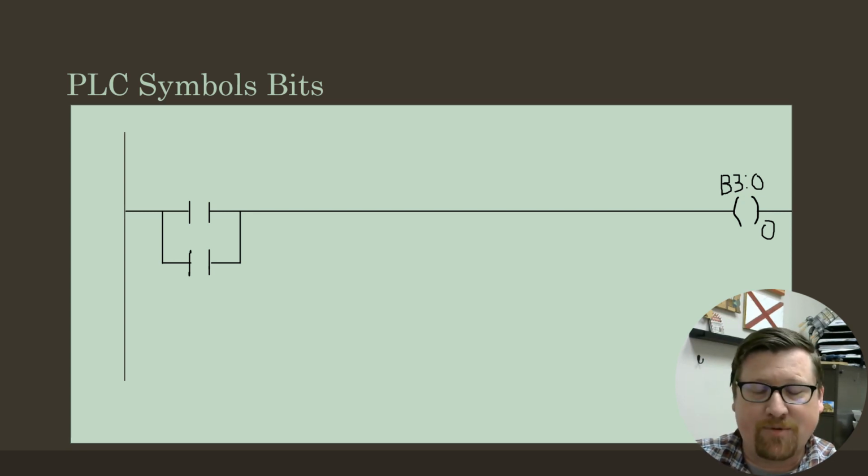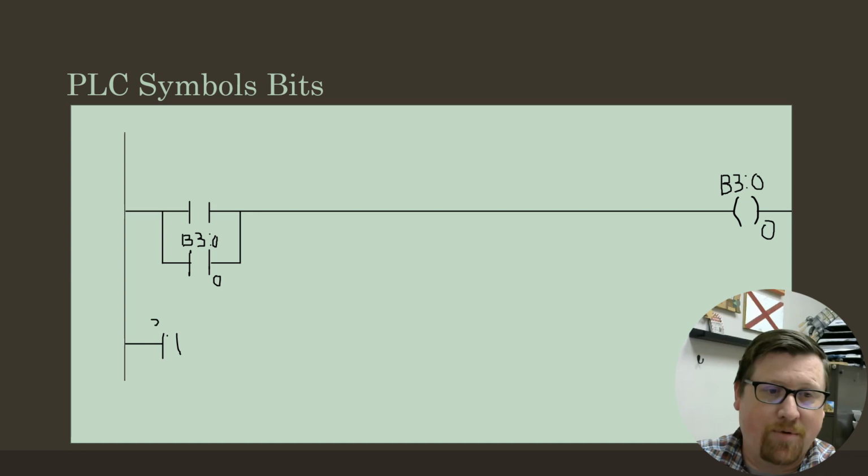And so there's a data table somewhere in the program that is going to look at B300 and say, is that true right now? Yes or no? And it's going to record a 0 or 1 in that data table, and then you can use that 0 or 1, that yes or no, elsewhere in the program. I could use it here, like we did with the seal in, so that I could seal in this part of the circuit. I could also have it somewhere else in the program.